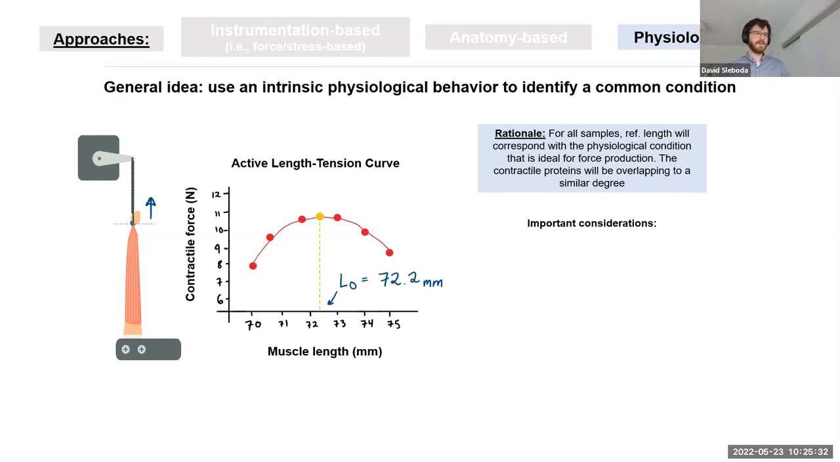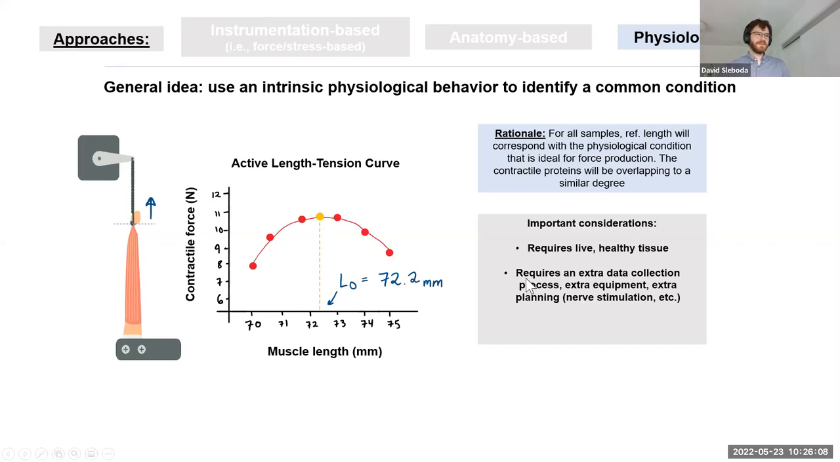So this is a standard approach in the field. It's nice in that, just like the anatomy-based approach, it provides an independent way to determine a reference length that's not influenced really by the intrinsic material properties of the sample. But like the other ones, there are some important considerations to keep in mind if you want to try this. The most obvious one is that it requires live, healthy tissue. Any issues with your muscle are going to influence the active length tension curve and influence how you can define this reference length.